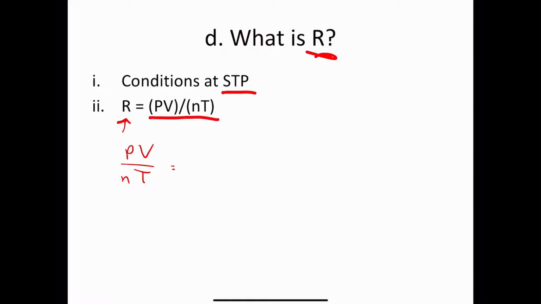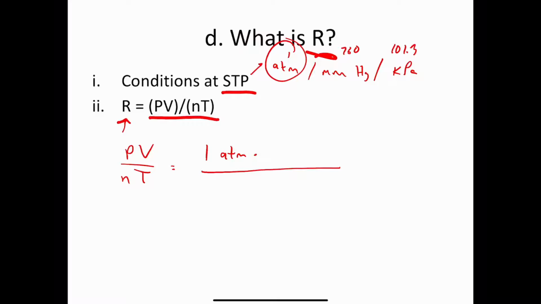Well, what's the normal pressure? Pressure at STP, remember how there are a lot of units? There's ATM, there's millimeters of mercury, and then there's also kilopascals. Out of all of these, they all have their own number, right? This is 1, this is 760, and this is 101.3. So for us, we're going to do the easy one. We're going to go with 1 ATM, because it's a 1. Ones are easy to multiply by.